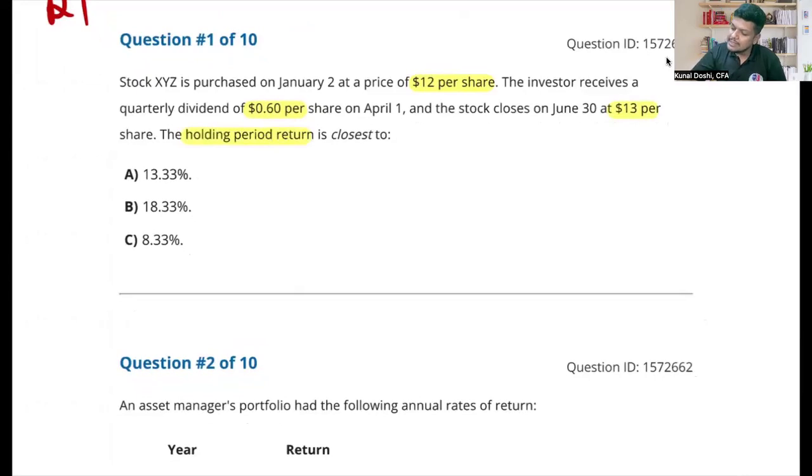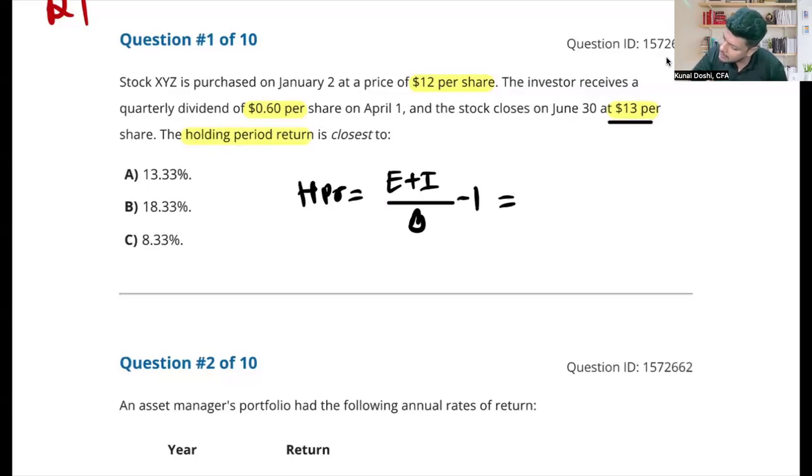Now, holding period return is a simple return based on the beginning value, ending value, and the income received during the period. Clear? So what is my HPR formula, everyone? My HPR formula is ending amount plus income, divided by the beginning amount, minus 1. So what is my ending value? 13 plus 0.6, so 13.6, divided by the beginning value, minus 1. 13.6 divided by 12 minus 1, you'll get 13.33. Everyone getting this? Simple, right?